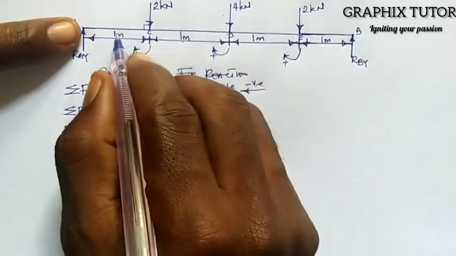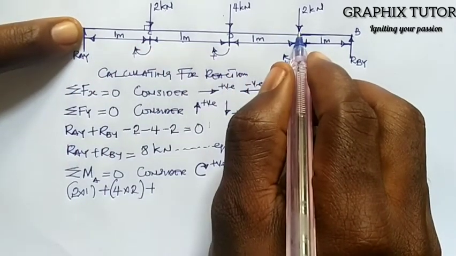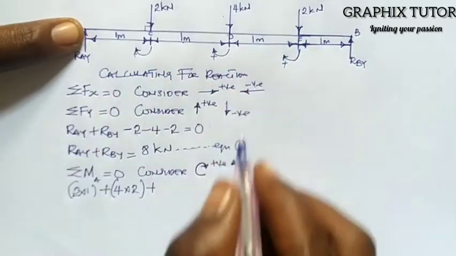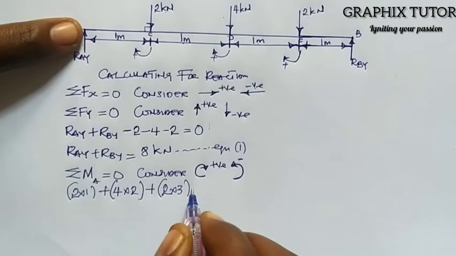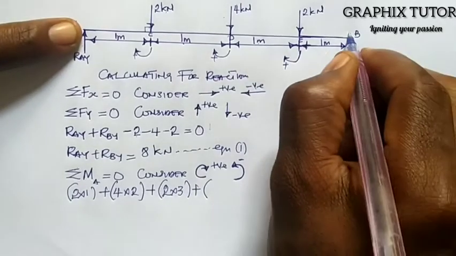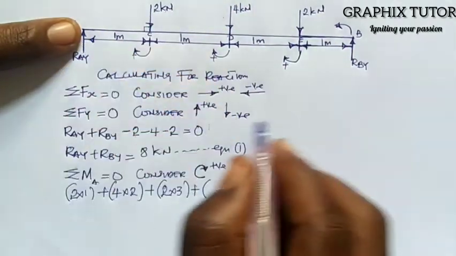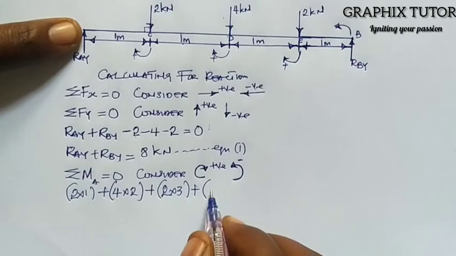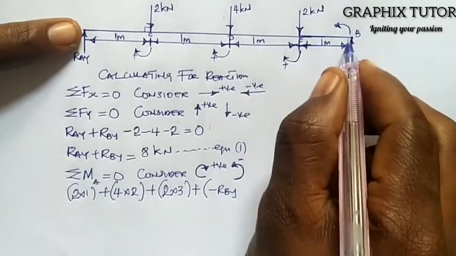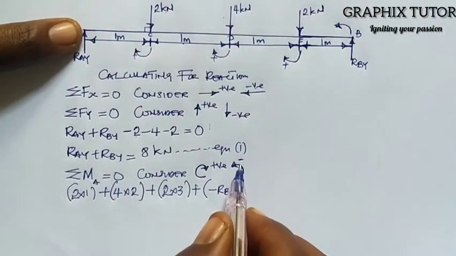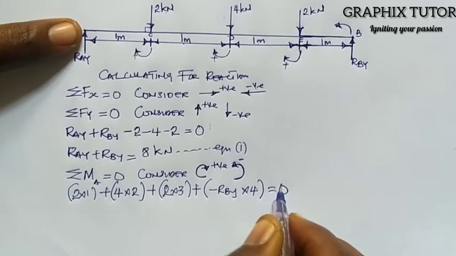So 1, 2, 3 is the distance from the point I took moment to the point at which the force is. So that will give me 2 times 3. We have 2 times what? 3 plus, in brackets, this is going towards the points of the moment, and the distance from here to here is 4 meters. So it will be minus RBY because it is what? Anti-clockwise. And we say any force going anti-clockwise is negative. So that RBY times what? 4 equals to what? 0.